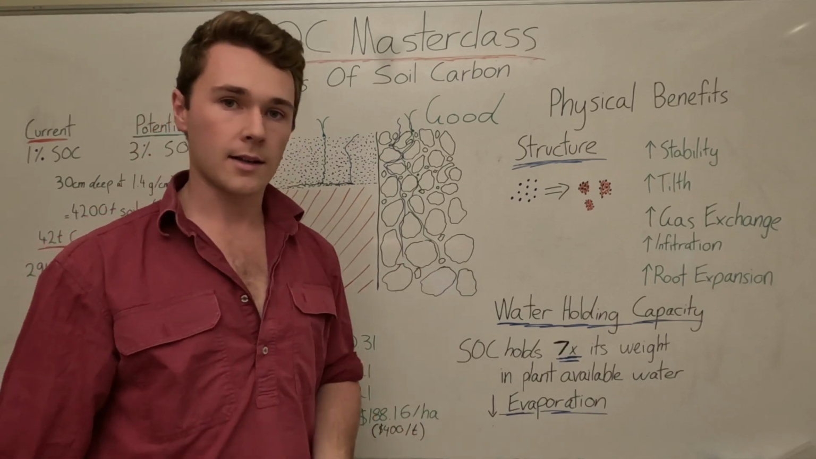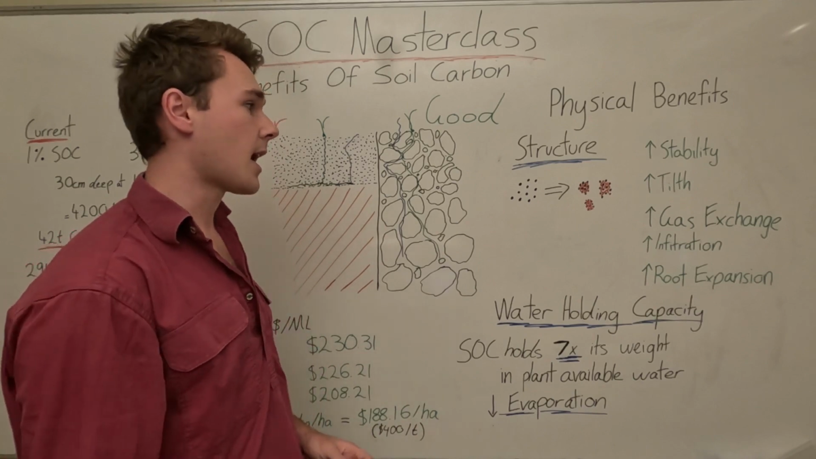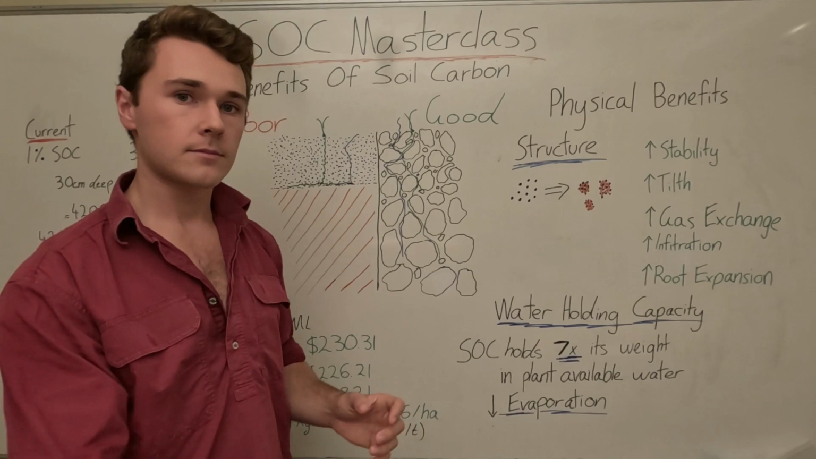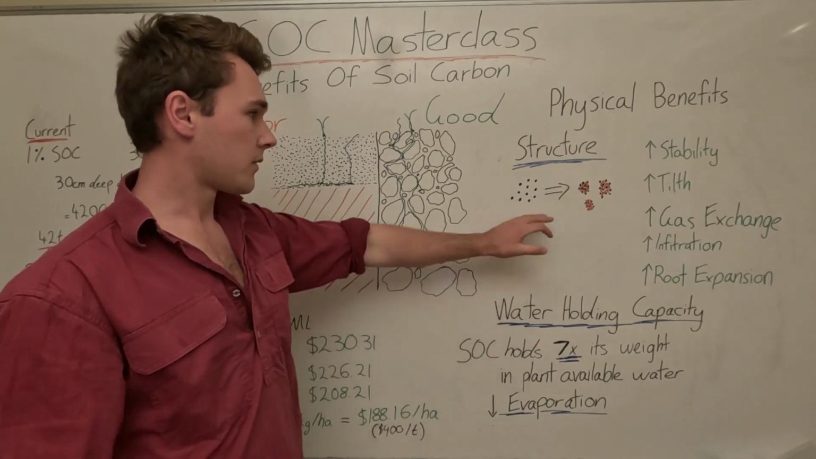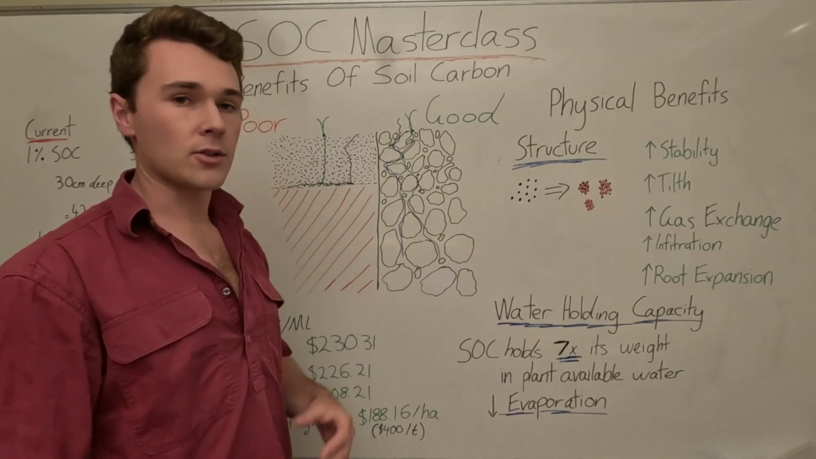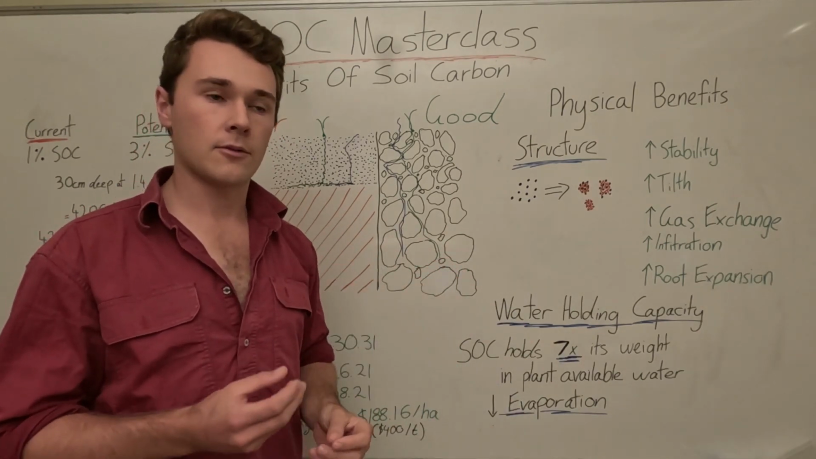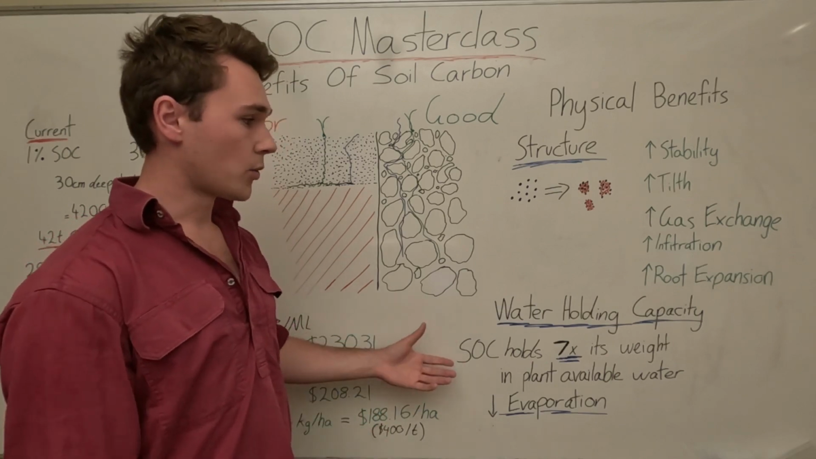And so the reason why we get an improvement in structure when we have high amounts of soil organic carbon is because our soil particles, in particular our clays, basically stick to the soil organic carbon to form these aggregates. At a top level, that's effectively how it works. They clump together and they form a really nice crumbly soil. The other benefit we get is an increase in water holding capacity.